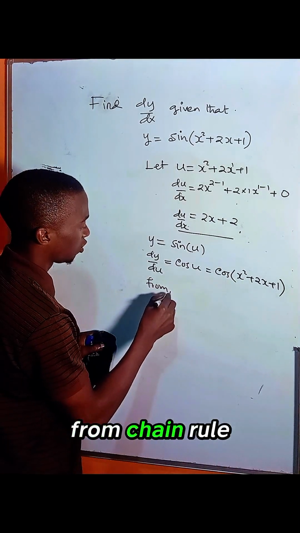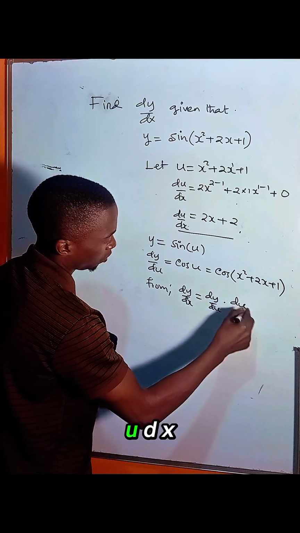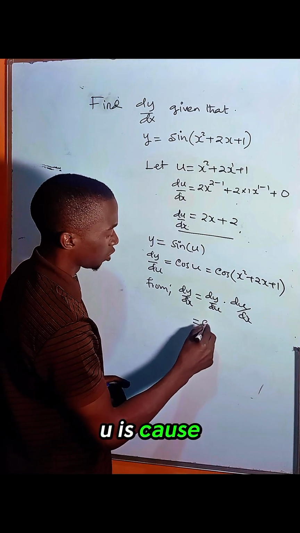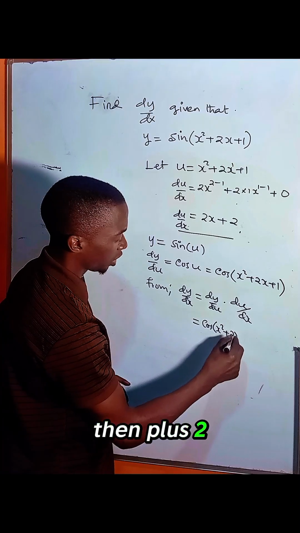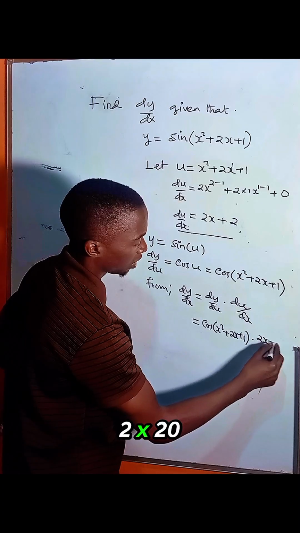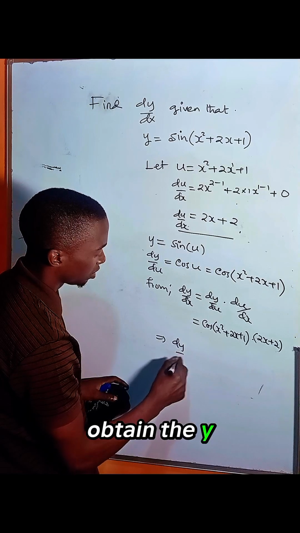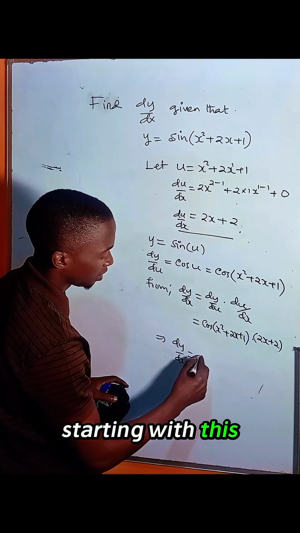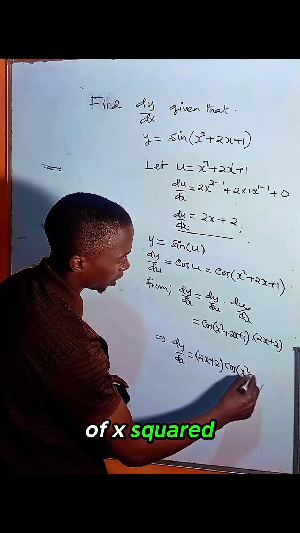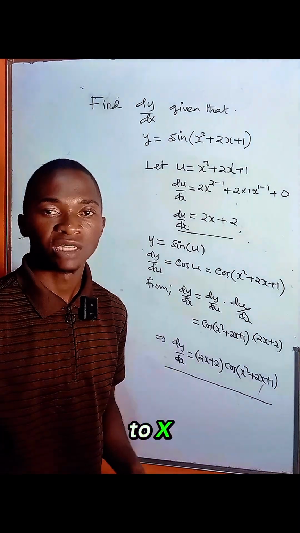From the chain rule, which is given by dy/dx equals dy/du times du/dx, what's dy/du? Dy/du is cos of x squared plus 2x plus 1. Now what is du/dx? Du/dx is 2x plus 2. By rearranging this, we obtain dy/dx equals 2x plus 2, multiplied by cos of x squared plus 2x plus 1. So this is the derivative of y with respect to x by using the chain rule.